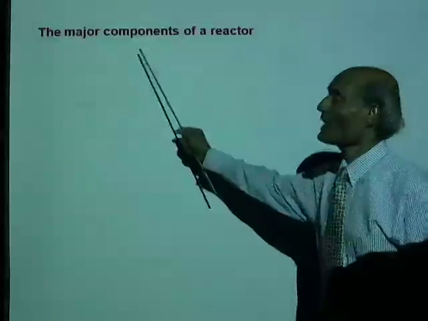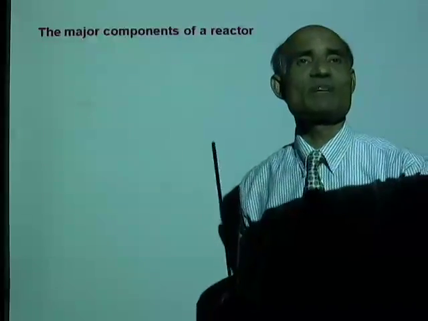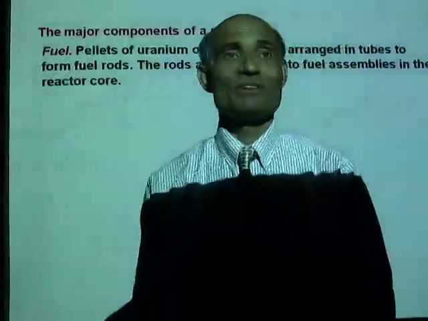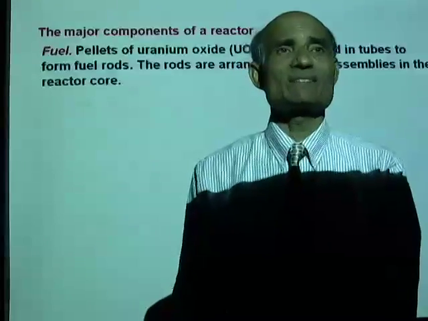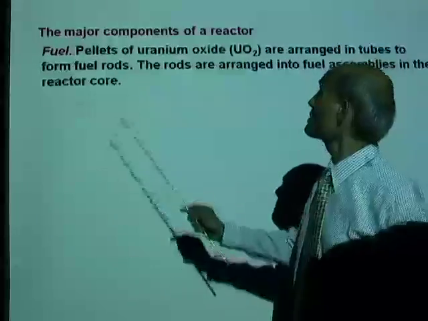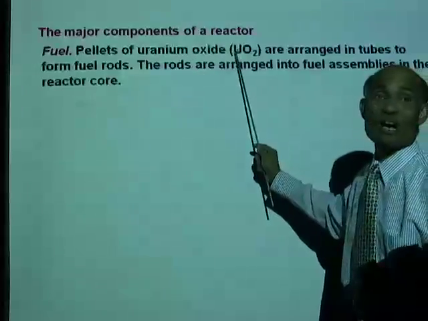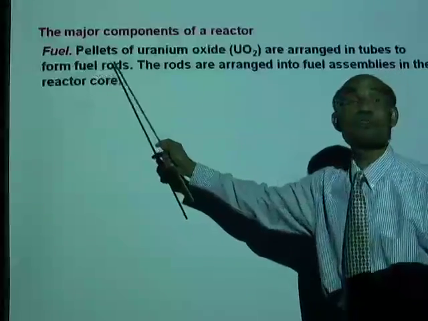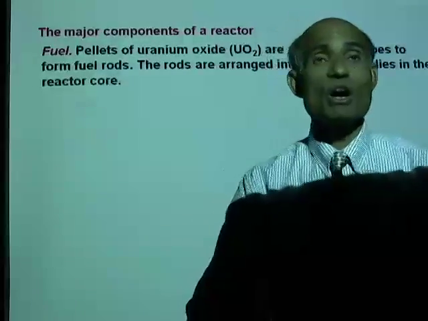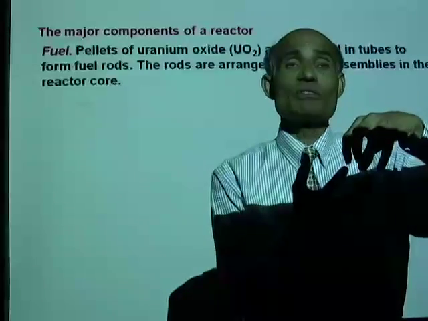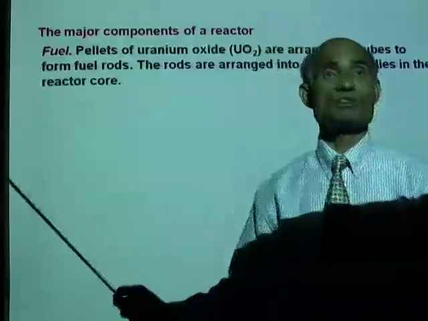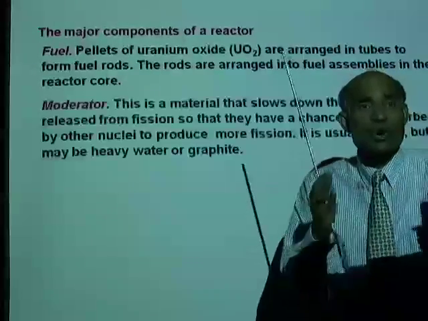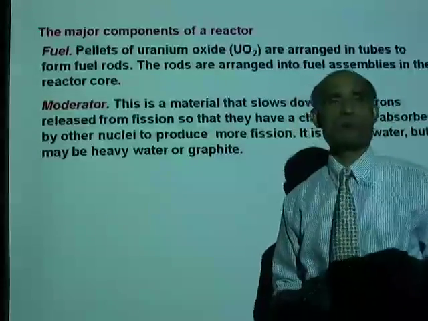All right. What are the major components of a nuclear reactor? Now, of course, fuel. What is the fuel used in a nuclear reactor? Now, the fuel used in a nuclear reactor is pellets of uranium oxide, UO2. And they are arranged in tubes to form the fuel rods. So uranium oxide in steel rods form what are called fuel rods. The rods are arranged into fuel assemblies in the reaction core at the center. I'll show you a diagram as we go on.